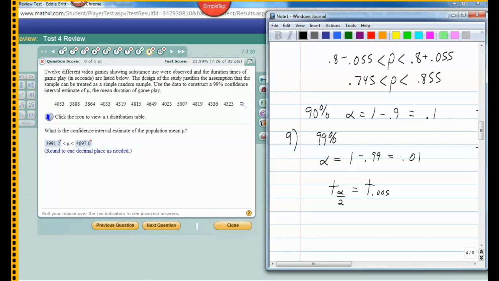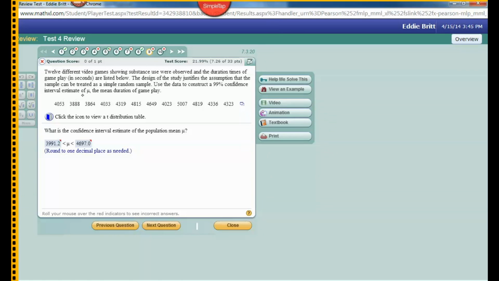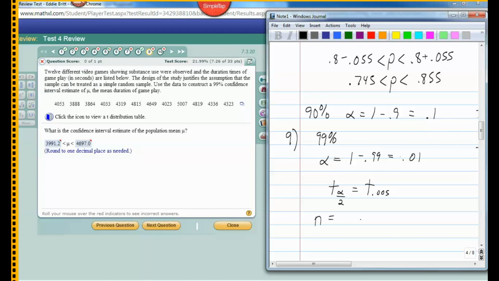Degrees of freedom, well, we need to count how many data items we have. So it looks like I have 1, 2, 3, 4, 5, 6, 7, 8, 9, 10, 11, 12 data items. So in my problem, I know that n equals 12, so my degrees of freedom, n minus 1, equals 12 minus 1, or 11. So we need to make sure we use that row in the table. Degrees of freedom 11, and then we said the column we would use would be the one that says 0.01 in two tails, or 0.005 in one tail.